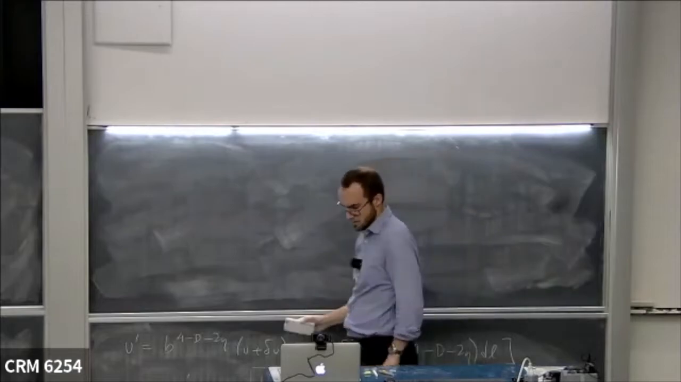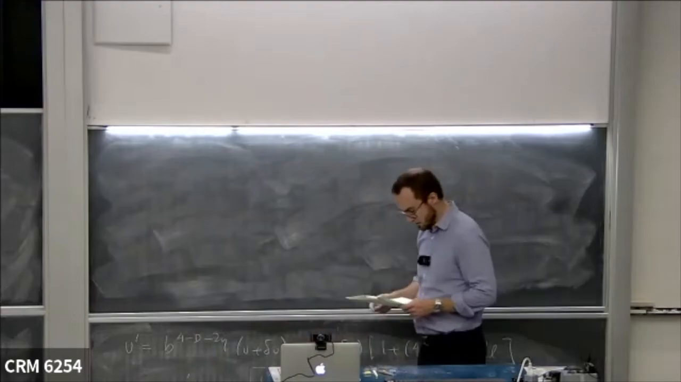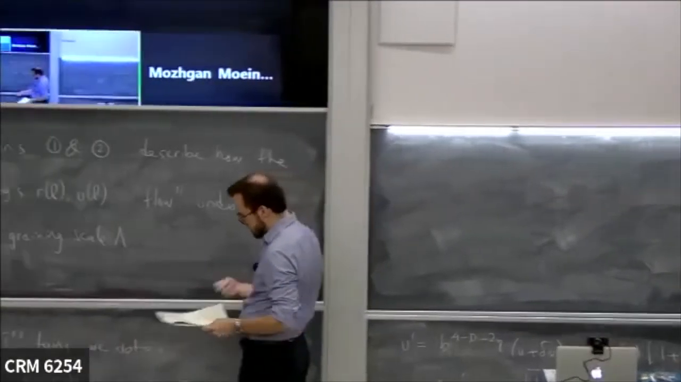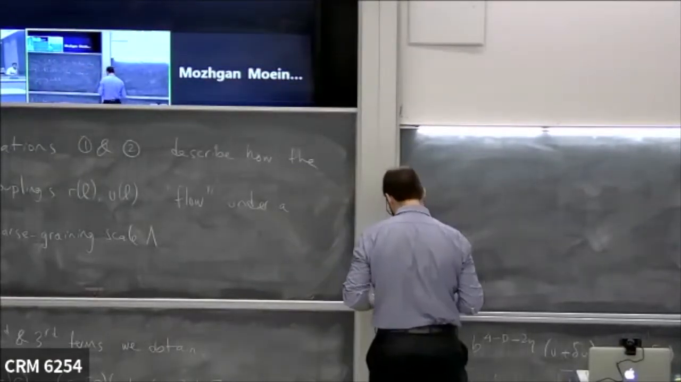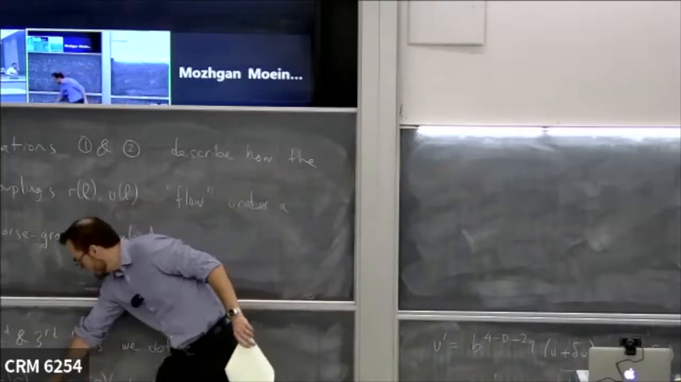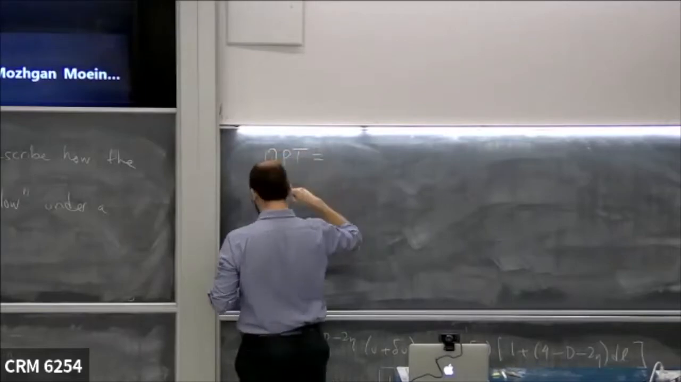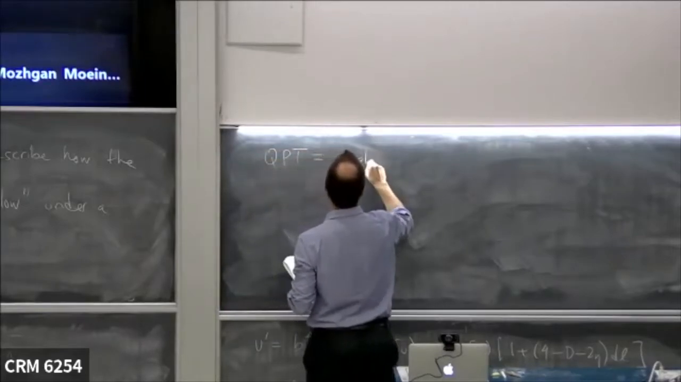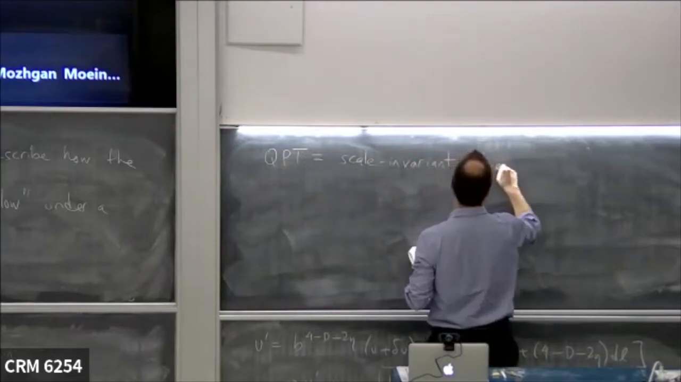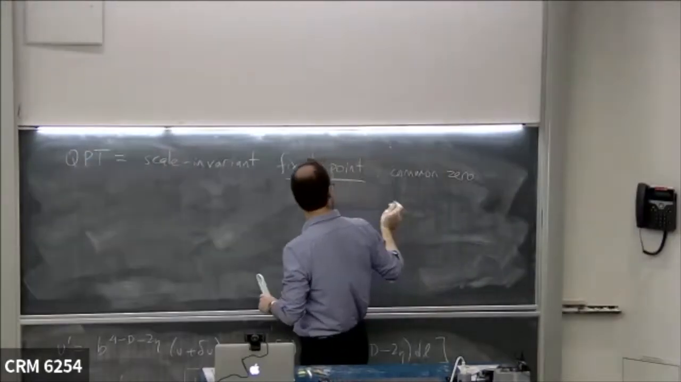And so the effective theory should be invariant under changes of scale. Therefore, we want to find solutions of these equations that are fixed point solutions, where the rate of change of the coupling goes to 0. So quantum phase transitions will correspond to scale invariant fixed points. A quantum phase transition is a scale invariant fixed point, which is a common 0 of those beta functions.